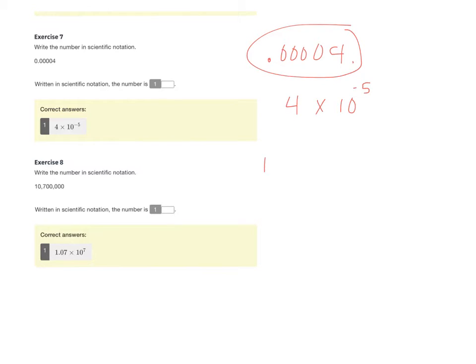Number 8, I've got 10,700,000. And to write that in scientific notation, I would have to put the decimal point right here. So this is going to be 1.07 times 10 to the, so it's going to go right there. Count the distance in between them. 1, 2, 3, 4, 5, 6, 7. And this is a very large positive number, so we are just going to say positive 7.